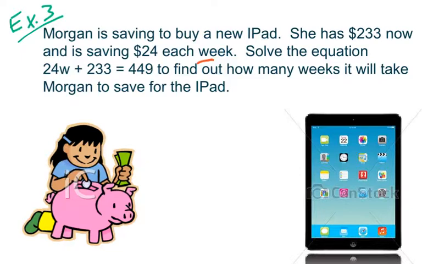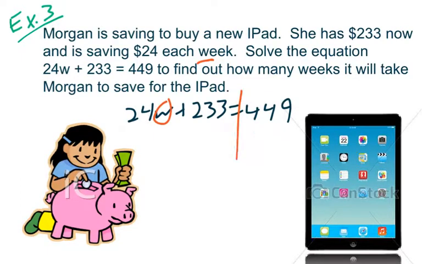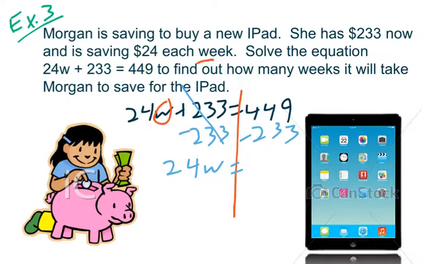All right, so let's try to solve this now. We have 24W plus 233 equals 449. And I'm going to circle W because that's what we're trying to solve for. We're adding 233 to the W, so the inverse is subtracting 233. And then we get 24W equals, I'm just going to subtract here, 9 minus 3 is 6, 4 minus 3 is 1, and 4 minus 2 is 2. So I have 24W equals 216.